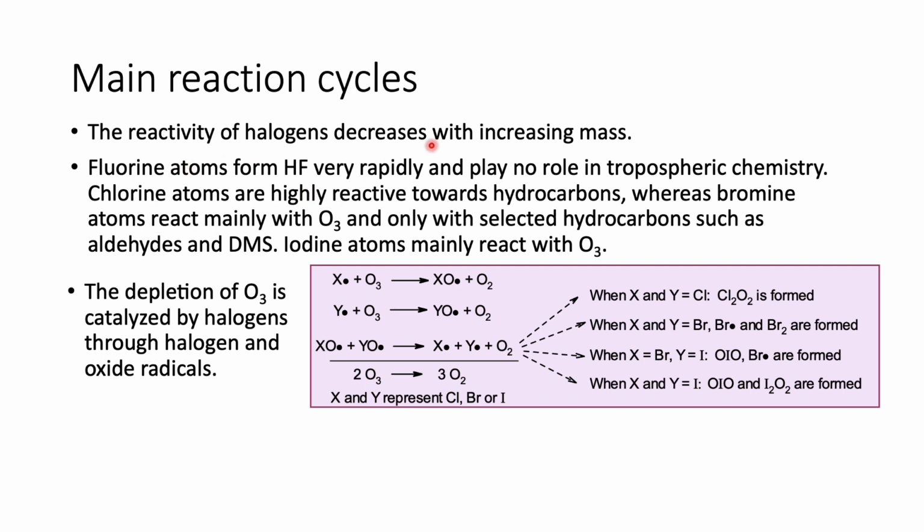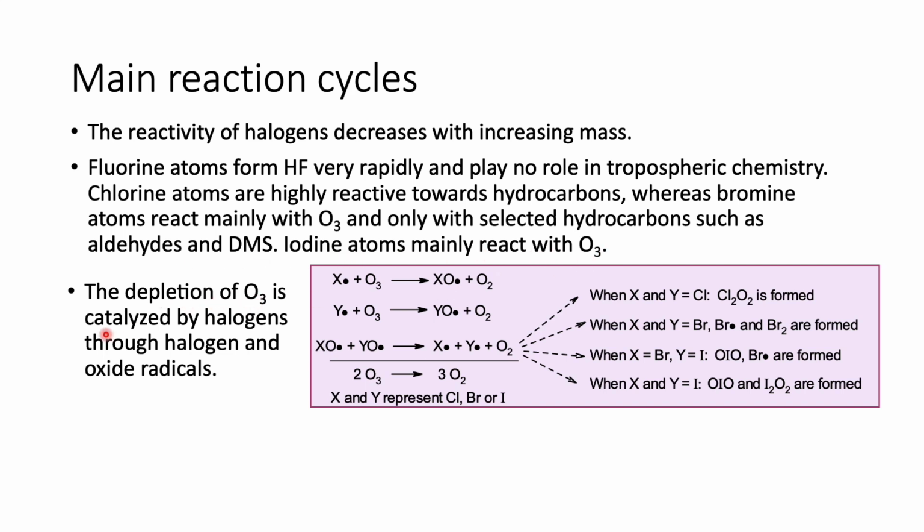Let us look at many of the reactions which are involved in the halogen chemistry. The reactivity of halogens decreases with increasing mass. So fluorine atoms from HF react very rapidly and decompose very rapidly, so they play no role in the tropospheric chemistry. Chlorine atoms are highly reactive towards hydrocarbons, whereas bromine reacts mainly with ozone and only with selected hydrocarbons such as aldehydes and DMS. Iodine atom mainly reacts with ozone.